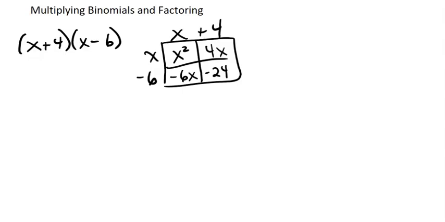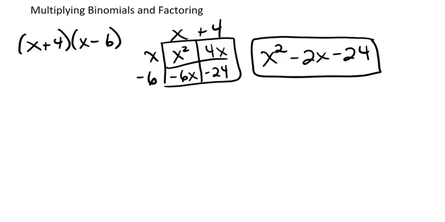Once we have our box filled out, we're going to combine the like terms of what's inside, and we get x squared. Then we add the negative 6x and the 4x to get minus 2x. And then we have minus 24. So now we've multiplied those two binomials together. We see we ended up with an x squared and an x and a constant term. That happens for us a lot, but not always.